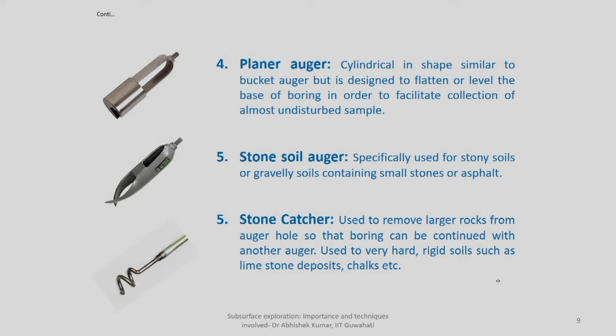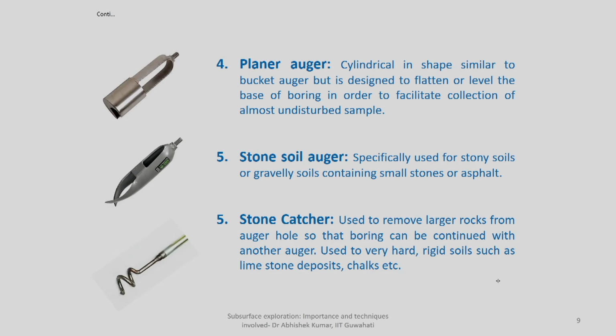It will scratch the material, the local boulders which you might encounter between two soil layers. Once you reach the soil layer beneath the boulder, you can replace this auger with any other auger depending upon soil type and proceed again with boring. So this is particularly useful, as the name suggests. It is appropriate whenever you encounter larger rocks or boulders in between and you have to proceed with boring at deeper depths. It can also be used for very hard and rigid soil.